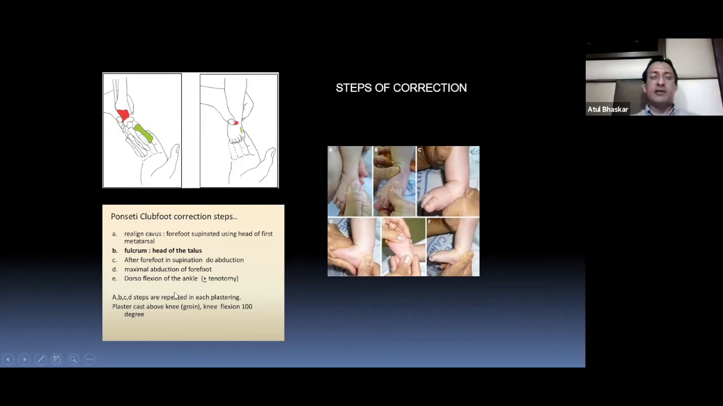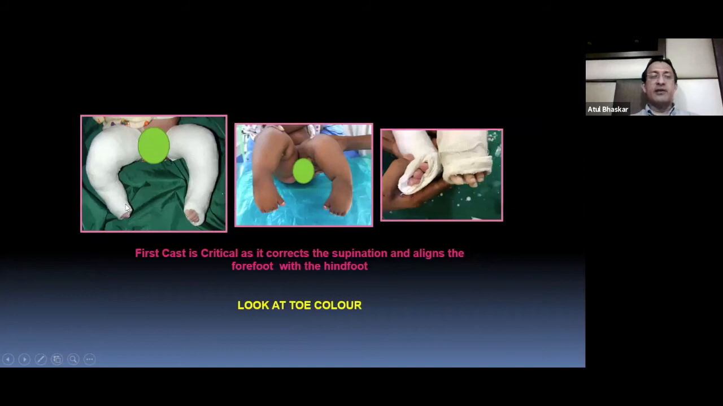So these are the steps of correcting a clubfoot, and one must know this by heart. Only once you are able to get the midfoot score to 0, you think of doing what is called a hindfoot correction by doing a tenotomy. So the first cast is critical. You can see here the first cast is given with the foot in more supination. Again, the casting should always go above the knee. The knee should be flexed to 90 degrees.